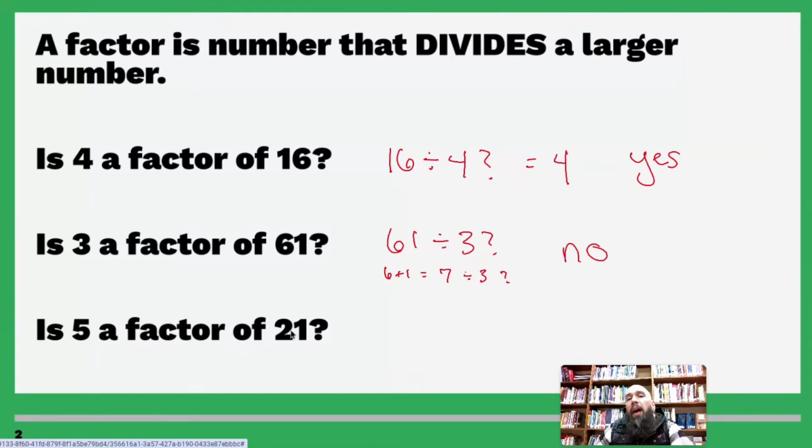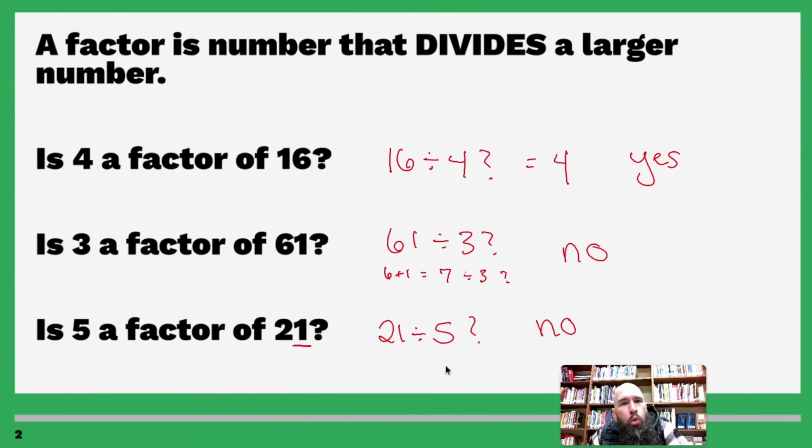Is 5 a factor of 21? Well, can you divide 21 by 5? The divisibility rule for that says you can if the last digit is 0 or 5. The last digit is not 0 or 5. So no, you can't do 21 divided by 5. So this is a big fat no.